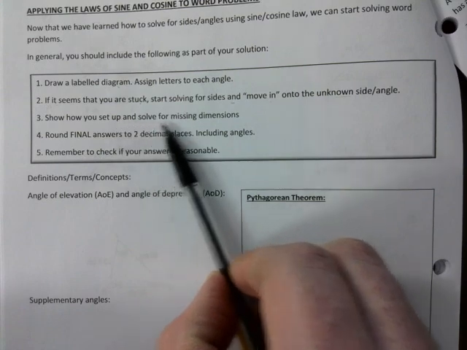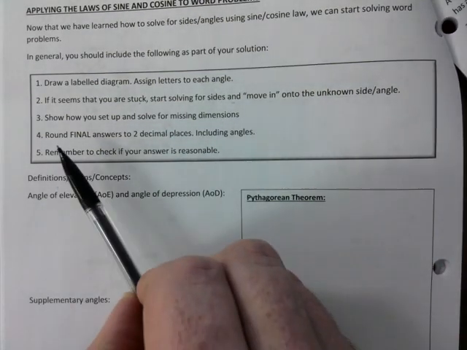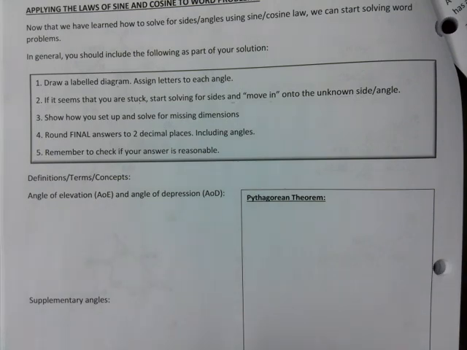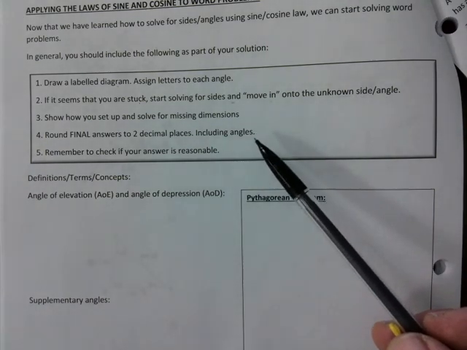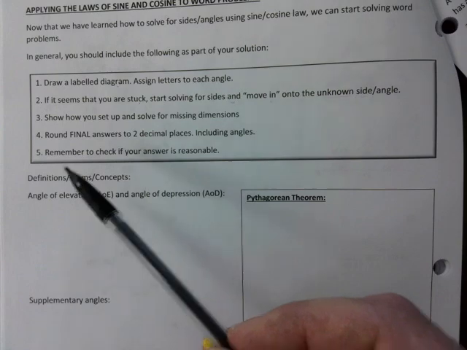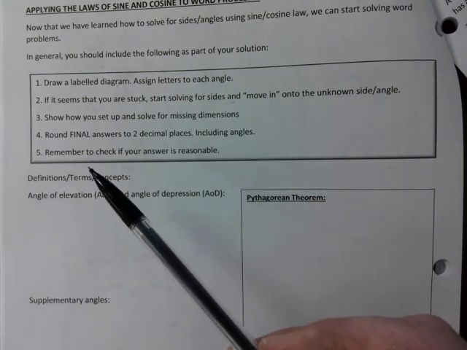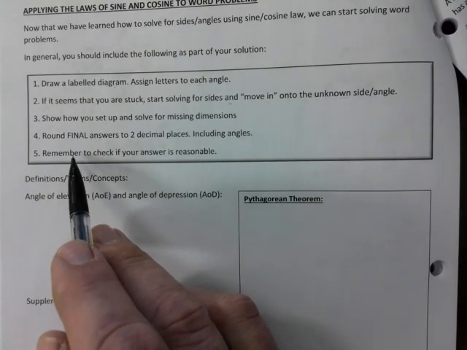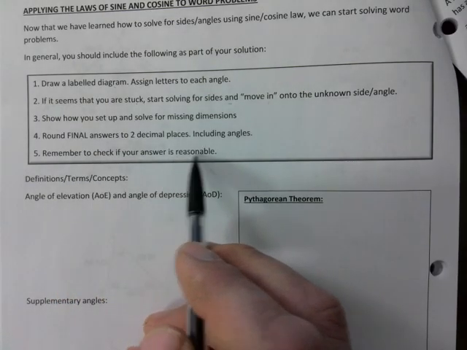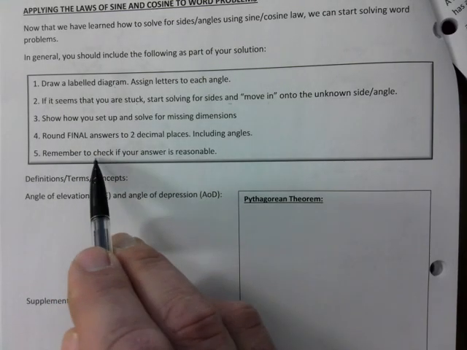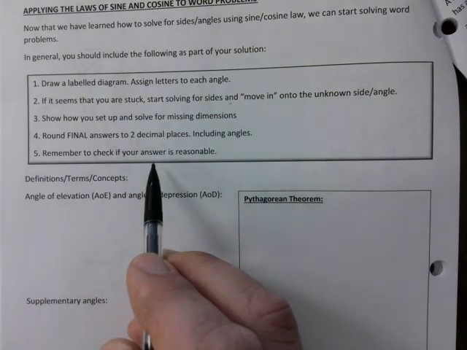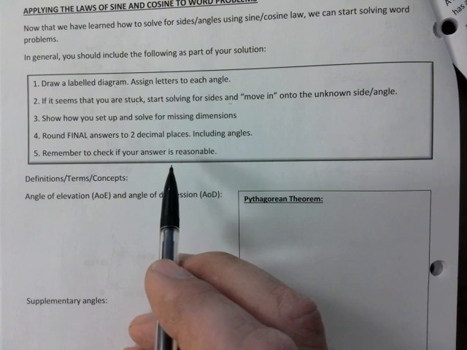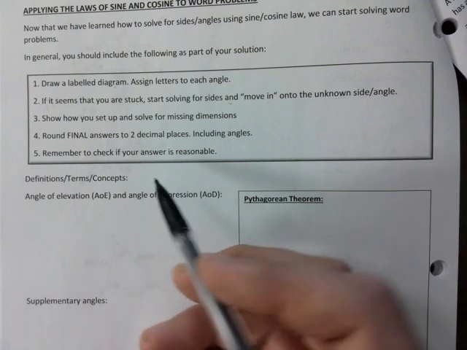Show how you set up and solve your missing dimensions, obviously. Round final answers to two decimals, including angles, because I know that sometimes they make you round angles to the nearest degree. We don't do that because grade 12 applied, it's always two decimals. Remember to check if your answer is reasonable. That is a big one. If you're at 30 kilometers, 40 kilometers, and all of a sudden your answer is 1,000, you should probably check.